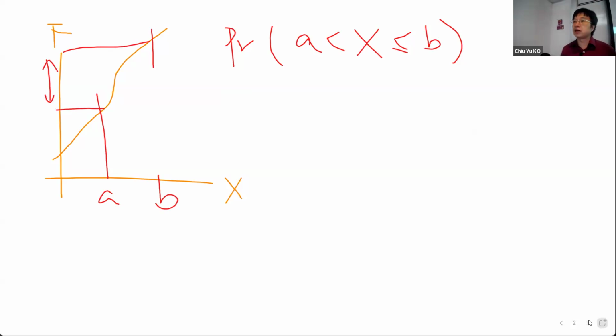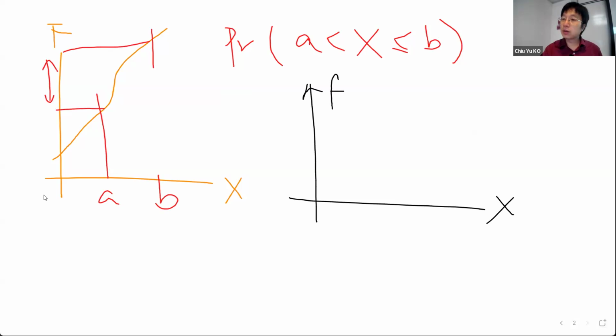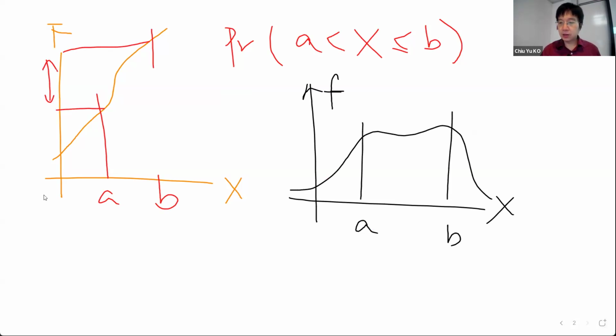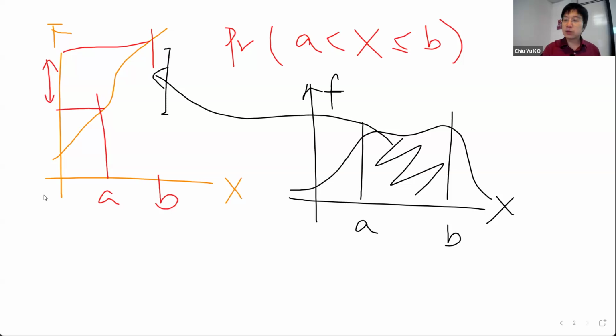Later we will see it's more convenient not to look at the big F. Rather, we look at x and small f. The small f can look like any shape. And by looking at a and b, this is something the same as this height.